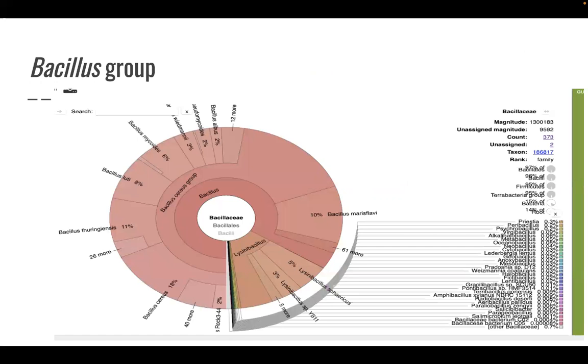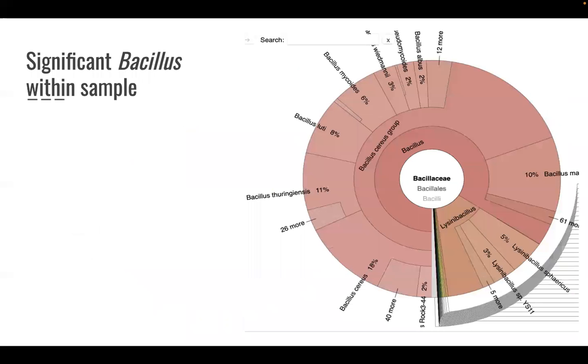So this is the overall chart of Bacillus present within the sample. There's a lot, so I tried to narrow it down a little bit to just the significant types of Bacillus there. So that is Bacillus cereus, Bacillus luti, Bacillus thuringiensis, Bacillus mycoides flavi, and Bacillus pseudomycoides.